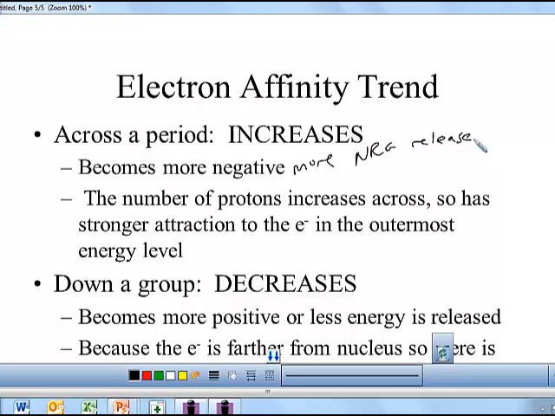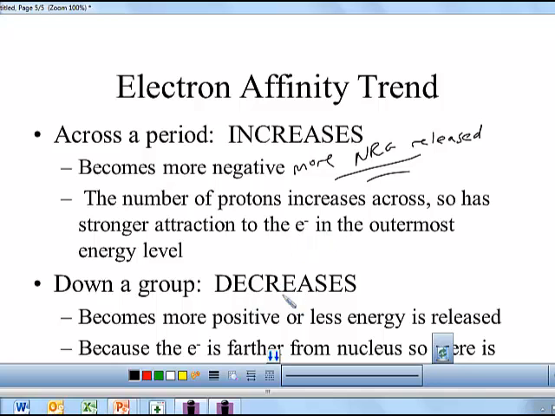Release of energy means it wants the electron. Energy being released means that atom likes to have that electron, and it's a stable situation, so it releases energy when it happens. So there's more attraction for the electrons as you move to the right, so that means that it's going to want that electron more.